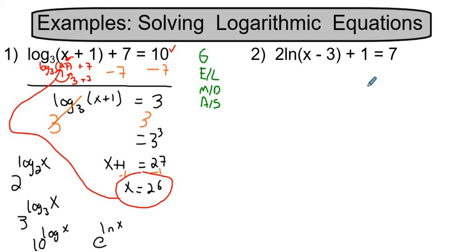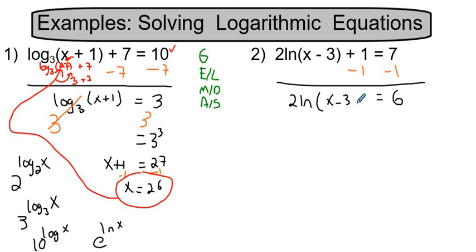All right, so what do I do when I have an ln? I do not freak out, right? What I do is I subtract 1 on both sides, and I just do what I've been doing since the beginning of the school year. I get a 6 here, I cancel this out, I drop this down, okay? And then I'm going to divide by 2, giving me 3. And that'll give me ln of x minus 3.